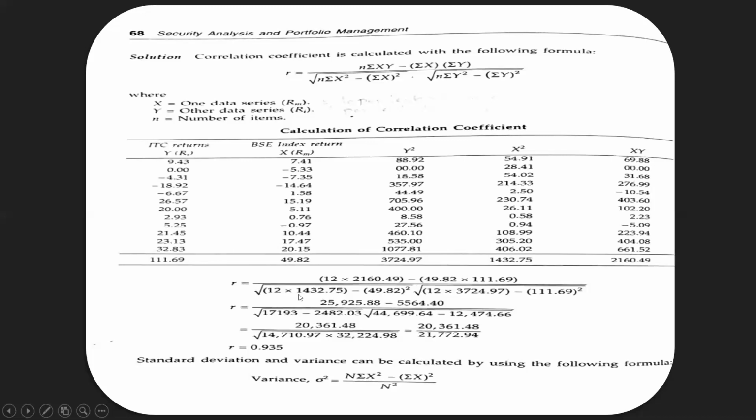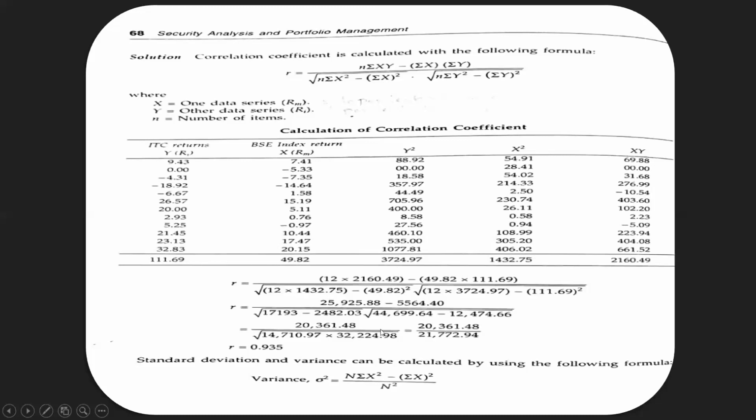So 12 into sigma x squared, that is the fourth column's total, 1432.75, minus sigma x the whole square, that is the second column's total squared, 49.82 the whole square, into root of 12, that is n, into sigma y square, which is your third column's total, 3724.97, minus sigma y the whole square, the first column's total squared, 111.69 the whole square.